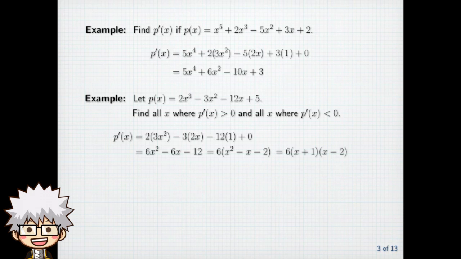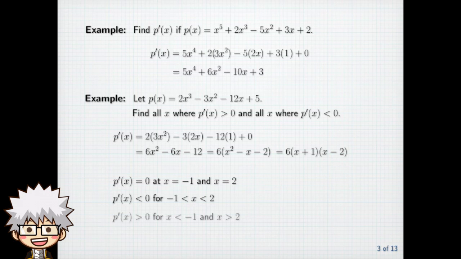So we can see that the derivative p prime of x is 0 at x equals minus 1 and x equals 2. Moreover, p prime of x is negative when x is between minus 1 and 2. Think of the graph of the quadratic function here. It's a parabola that opens upward, so it must be negative between its two zeros. And p prime of x is positive for x less than minus 1, as well as for x greater than 2.